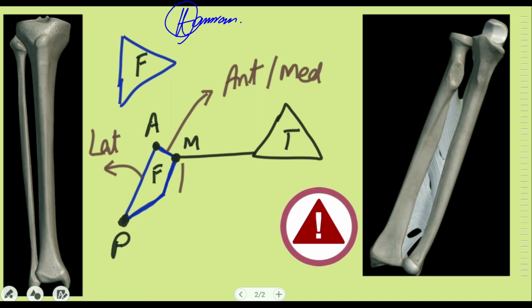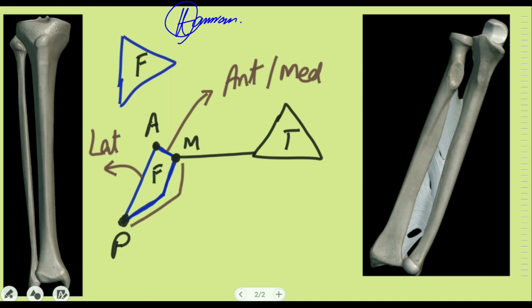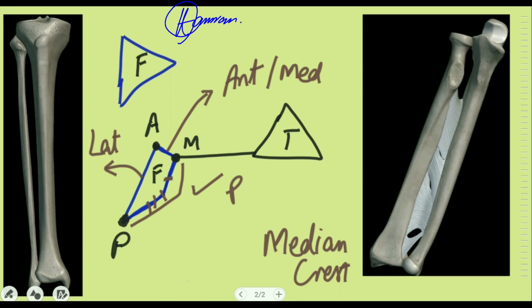I will repeat, between medial and posterior, this whole is one surface, the posterior surface, and this is not the border. This is the median crest. This one is the median crest that just divides the posterior surface into 2 parts. Posterior surface is divided into 2 parts on both sides of the median crest. This whole is the posterior surface.